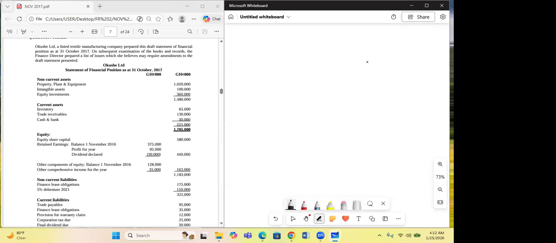What is the reason why we prepare the statement of profit or loss? The very first statement we prepare. Why have we been preparing that? What is the goal? To know the profit of the year, for that year. Yes, to know the profit for the year and then other comprehensive income.